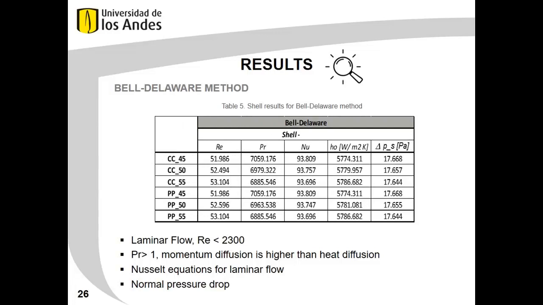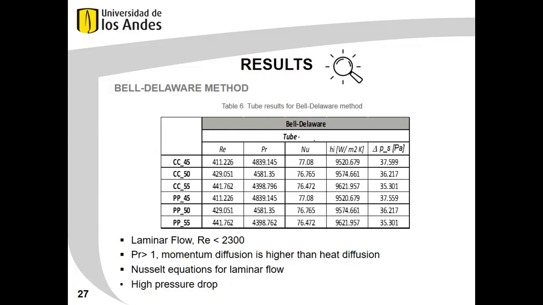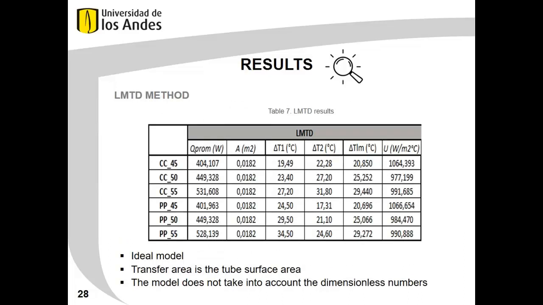Same analysis can be done for the BELL-DELAWARE method. As well as the KERN method, a higher pressure drop was obtained in the tube side than in the shell side of the heat exchanger. On the other side, the log mean temperature difference method results are shown. This method is an ideal model. In here, the heat transfer area or tube surface area was obtained assuming that pipe thickness is negligible. Then, having the heat transfer, the log mean temperature difference and the area, the global heat transfer coefficient was calculated. You should note that the log mean temperature difference method does not take into account any dimensionless number.